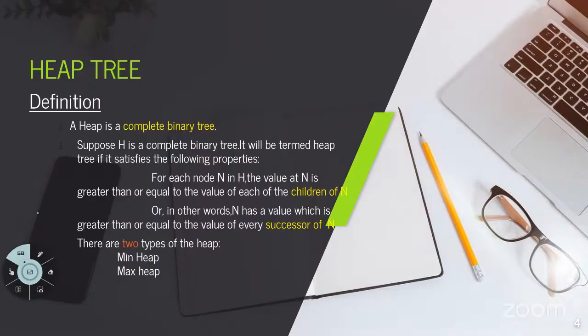Even number is not available in your syllabus, but try to construct an order 4 B tree also.